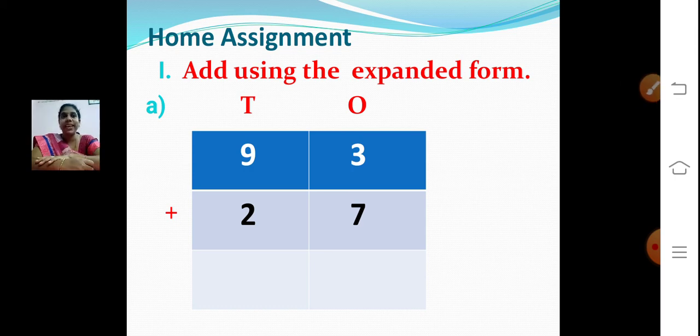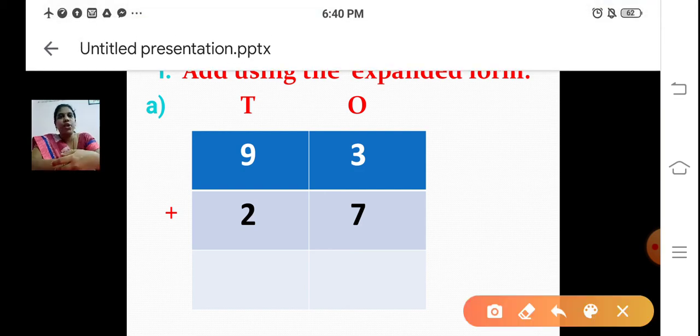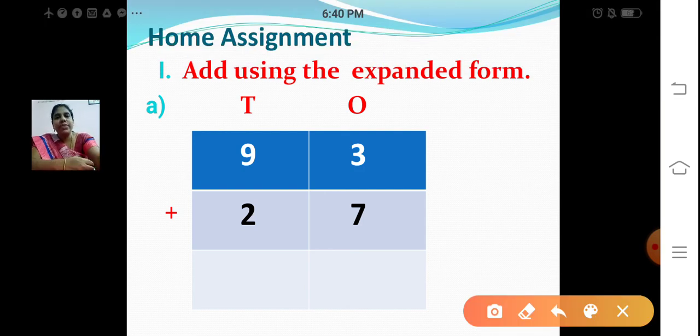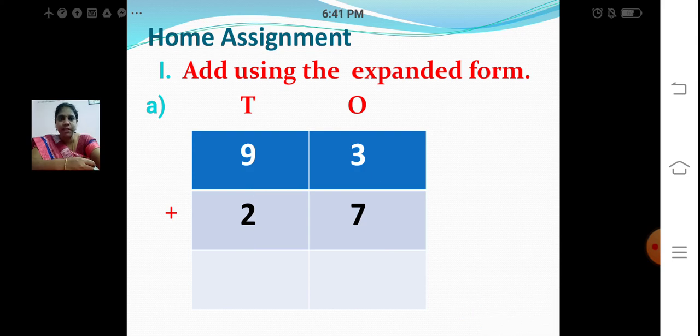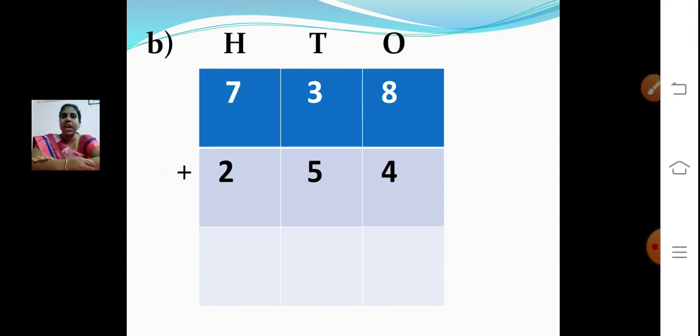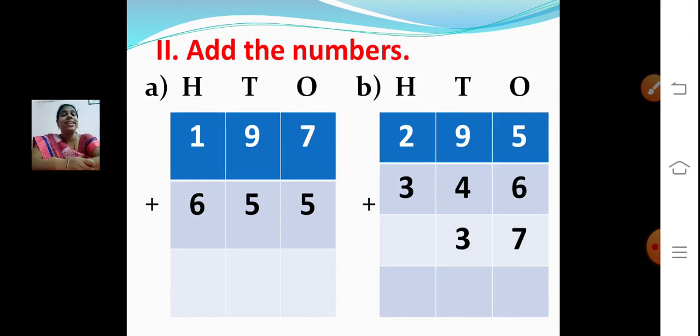Now, homework. You're going to do this homework using expanded form. I hope we did this in the last class, right? So do this sum. You're going to add using expanded form. First sum is 93 plus 27. You're going to add 93 and 27 using expanded form. Next one. We're going to add the two numbers 738 plus 254 using the expanded form method, right?